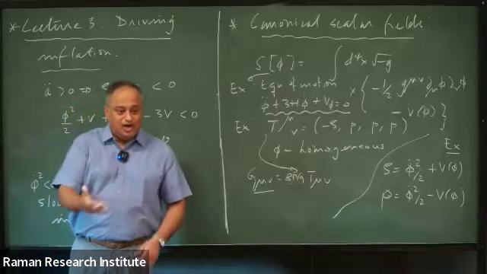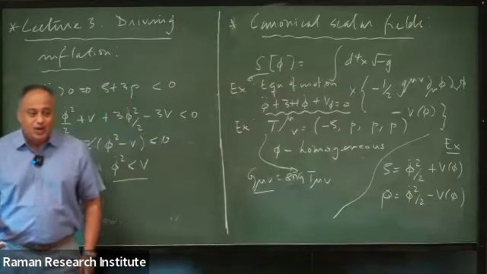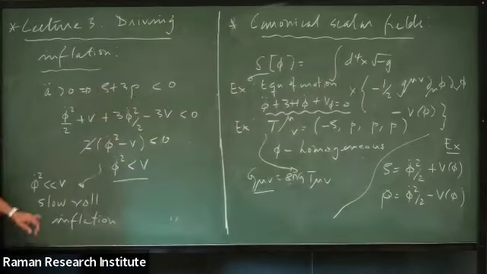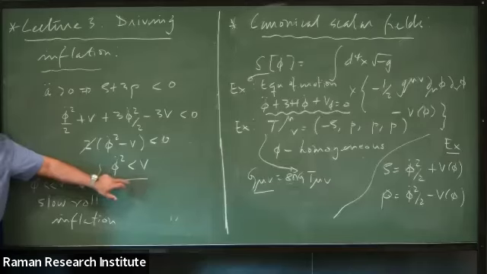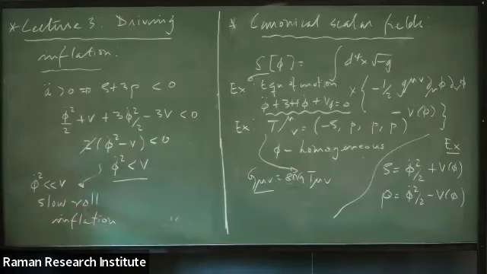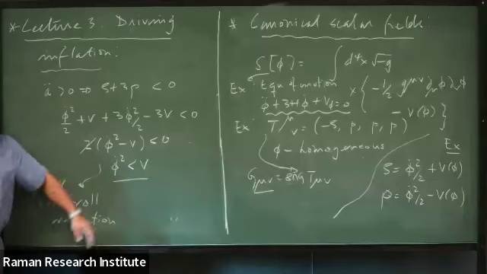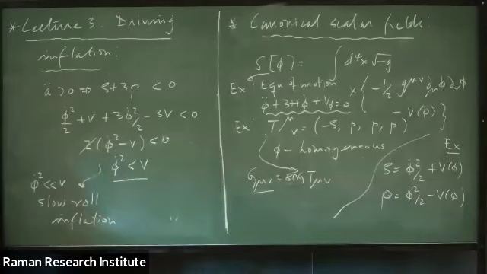You want to ensure not only that you have inflation, you want adequate duration of inflation. This is where the idea of slow roll inflation comes in. Imagine you have a situation where phi dot squared is less than V, but very quickly the speed grows so that this condition is violated. That is not helpful. So you need slow roll inflation.